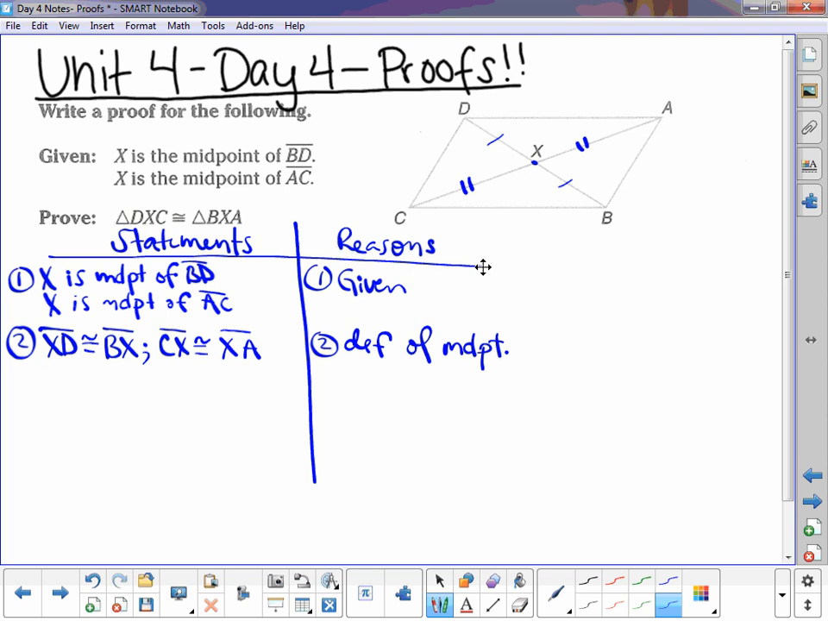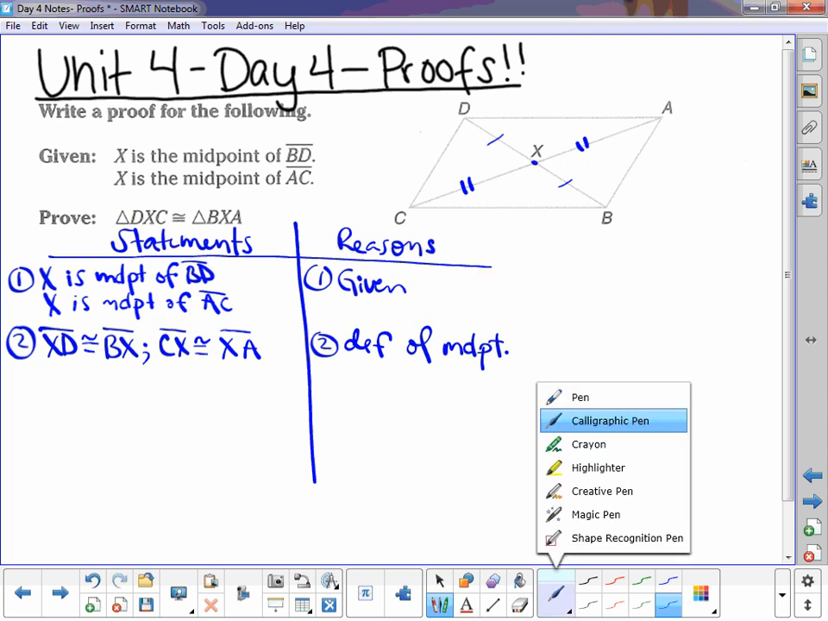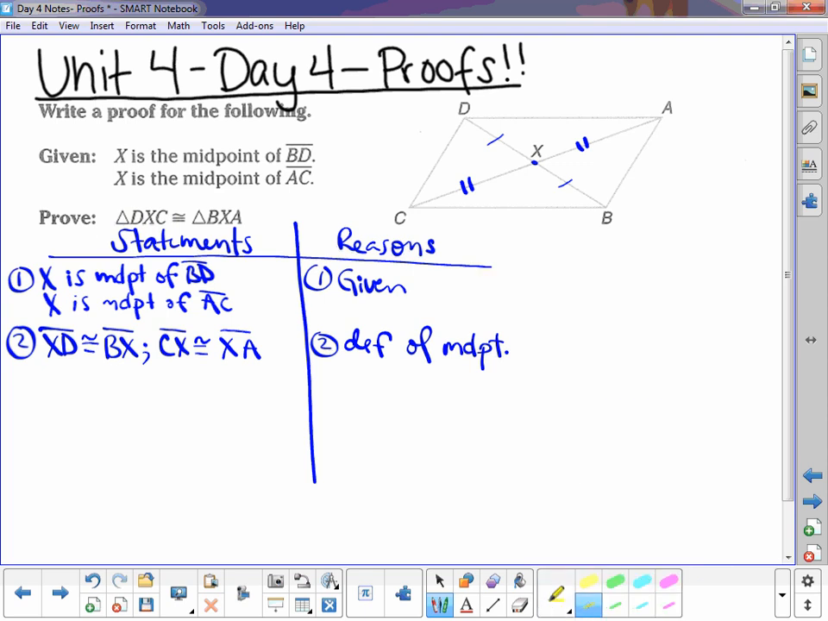Alright, so there's nothing more that we can really translate from our midpoint there, so let's take a look at what we're trying to accomplish here. We want to show triangle DXC is congruent to triangle BXA. Oh, this one's way too easy. We already have two pieces, right? We already have two sets of sides congruent. What method do you think we could use here? Vincent? Side angle side.